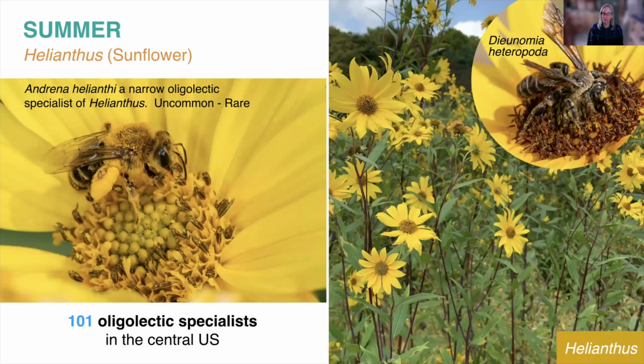One of the coolest, I think, specialists of the Helianthus is that giant sweat bee pictured overlaid on the right side, and the males and females can rival the size of bumblebees. They're extremely large, and it's quite unusual for a sweat bee to be that big. But you'll find those particular bees in high quality remnant habitats, typically sandy prairies, and the females specialize on Helianthus pollen.